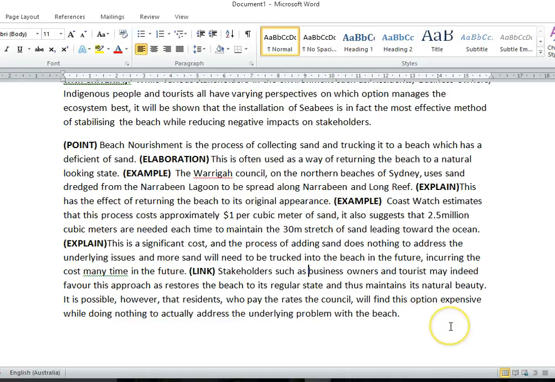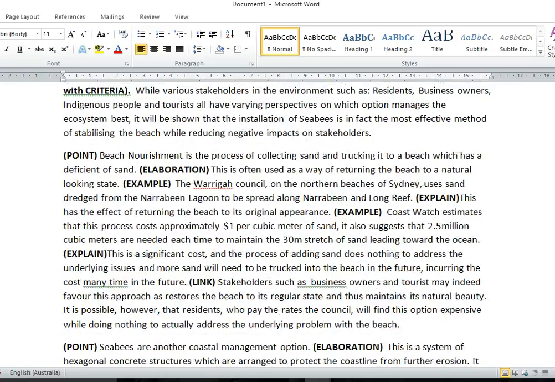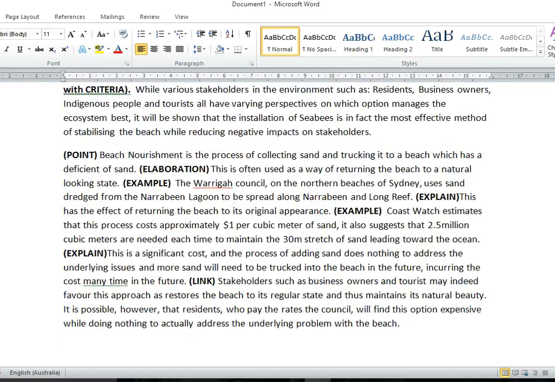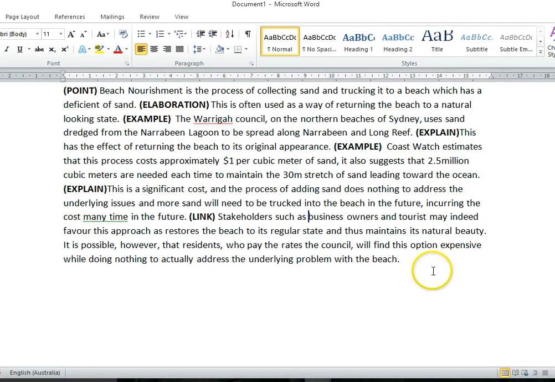Stakeholders, such as business owners and tourists, may indeed favour this approach as it restores the beach to its regular state and thus maintains its natural beauty. It is possible, however, that residents who pay the rates to the council will find this option expensive, while doing nothing to actually address the underlying problem with the beach. Now this is linking back to our question because our question asked us to evaluate the effectiveness of various management strategies to manage the coastal environment in terms of its impact on stakeholders. The impact on stakeholders is a criterion in this question. So here we're linking back to that by saying this is how it will affect the various stakeholders and their different views.